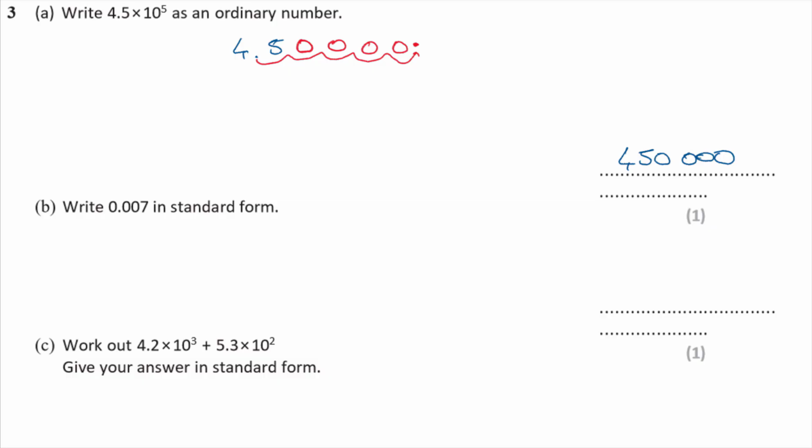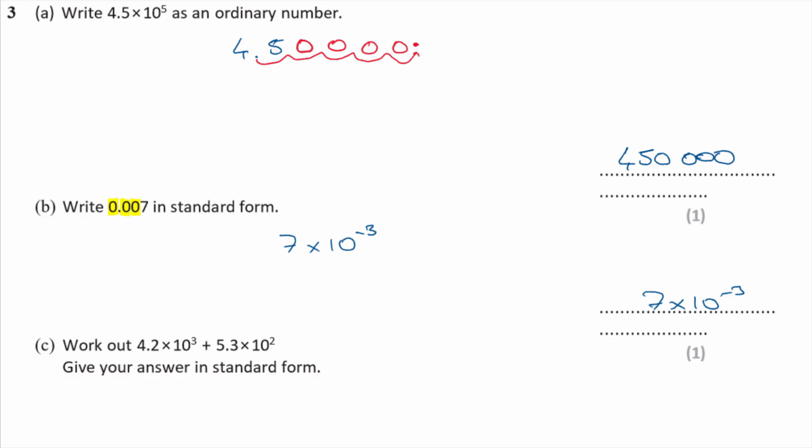Right, 0.007 in standard form. The way I do this, I just do it as 7 times 10, and then I count the number of zeros I can see. So I can see 1, 2, 3 there. So it's going to be 10 to the minus 3. Okay, so 7 times 10 to the minus 3.